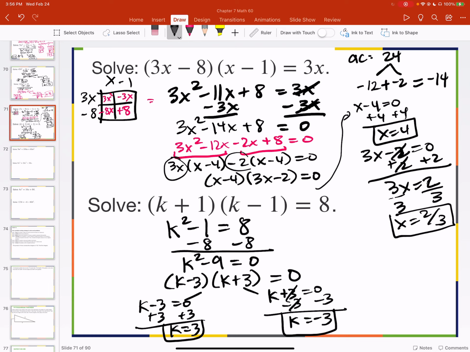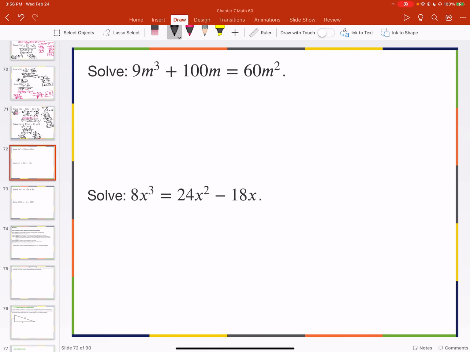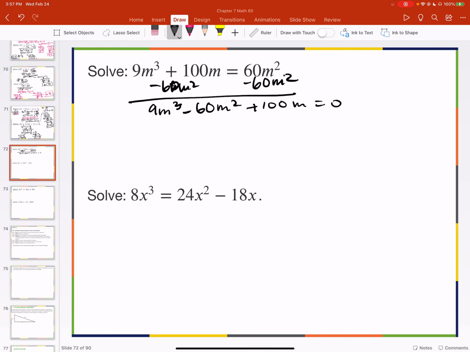Okay, let's do a few more. Look at this one here. You have 9m cubed plus 100m equals 60m squared. So first things first, set it equal to 0. Subtract 60m squared. You get 9m cubed minus 60m squared plus 100m is equal to 0. Do I have a GCF? Well, I can factor out an m to be sure. So that gives me 9m squared minus 60m plus 100.